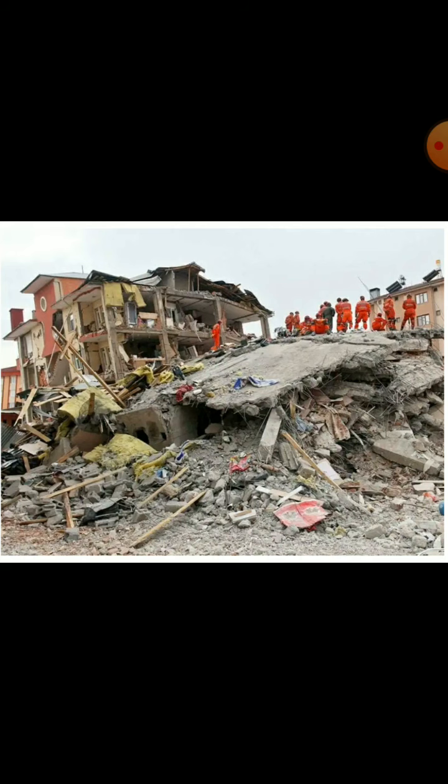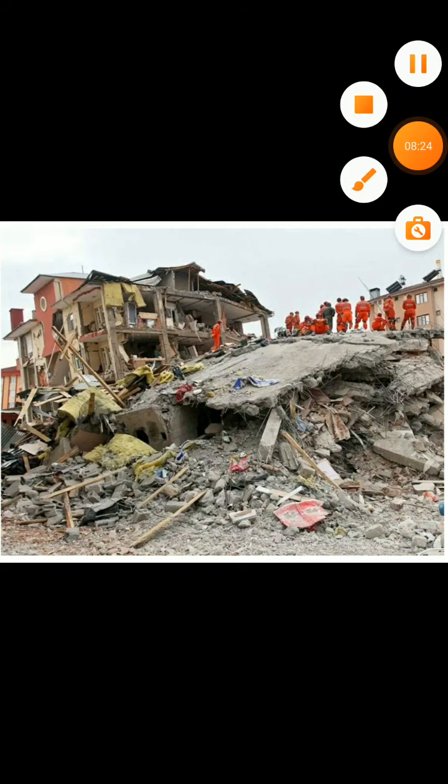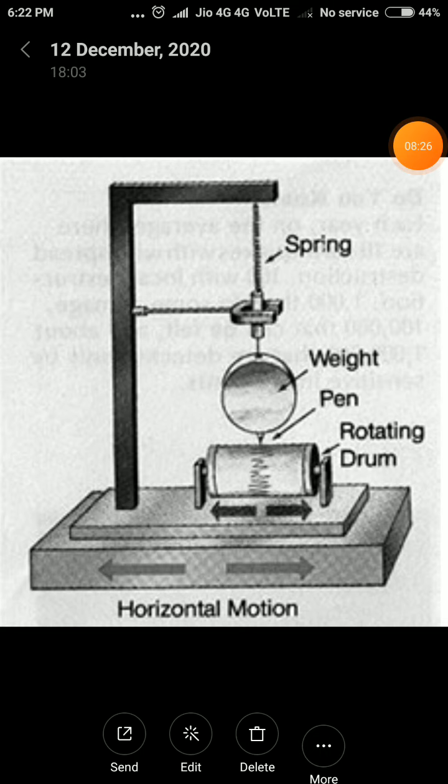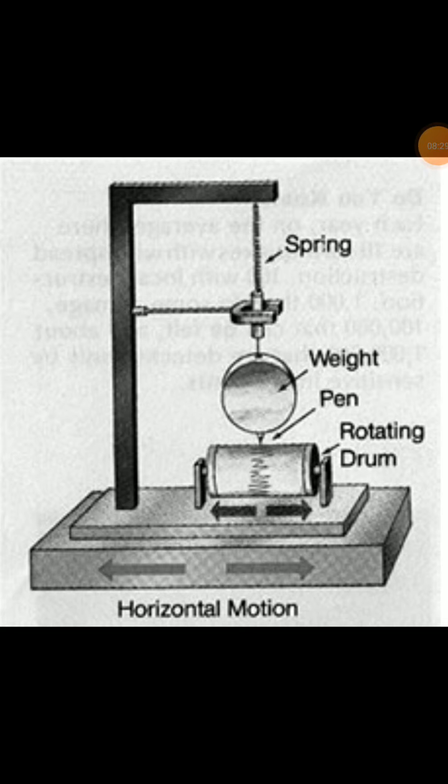Now let me tell you about the measurement of an earthquake. The intensity, direction and duration of an earthquake is detected and recorded by an instrument called a seismograph. Can you see the picture of the seismograph? Yes, you can see it there. Now there is another thing, the Richter scale. It is used to measure the magnitude of earthquakes.